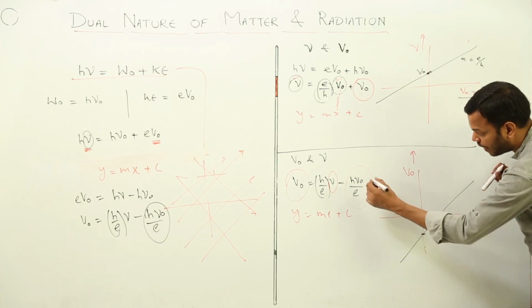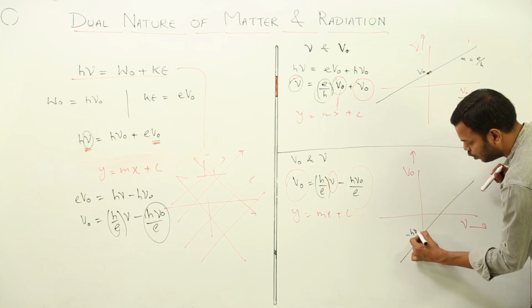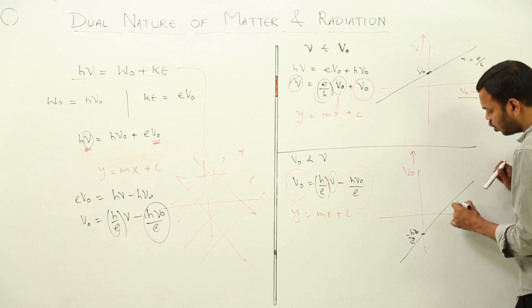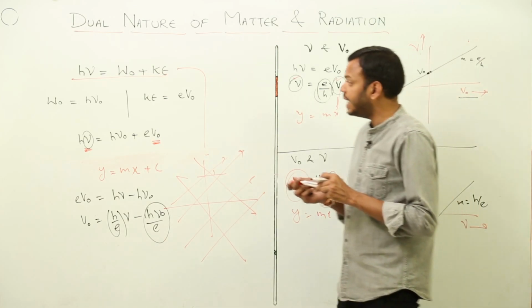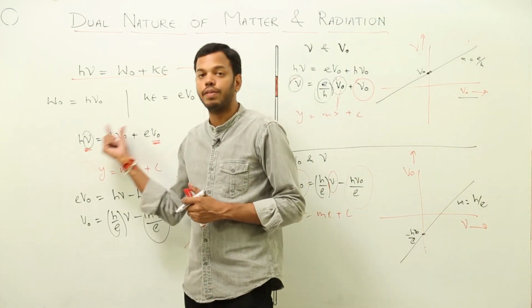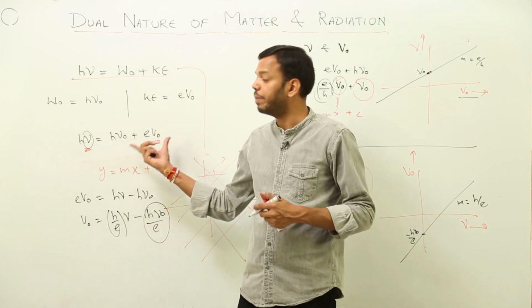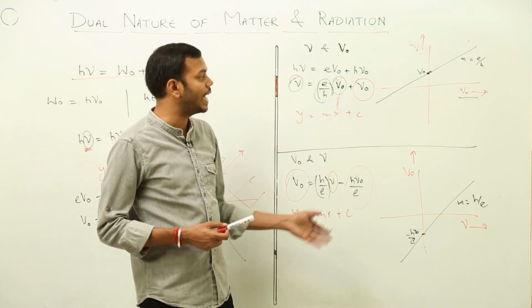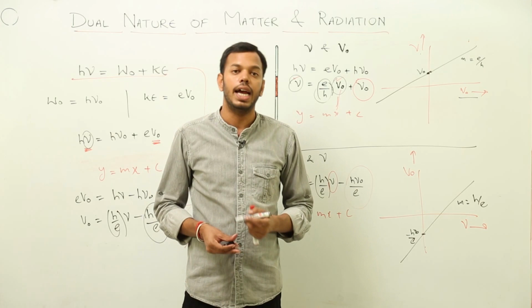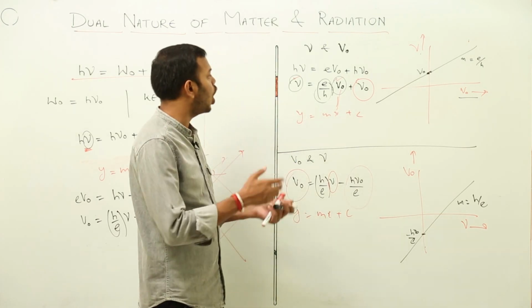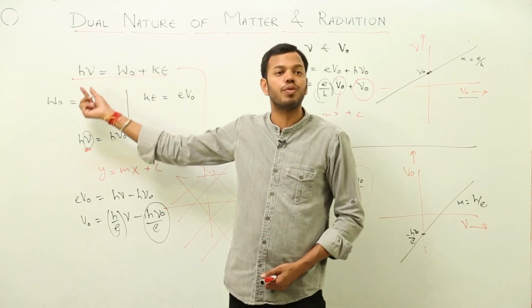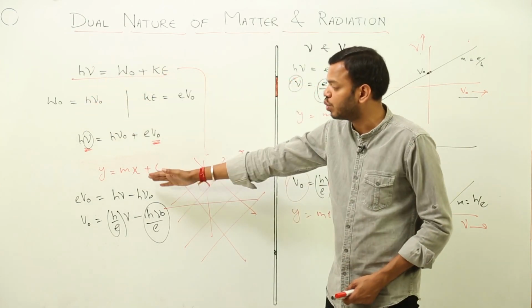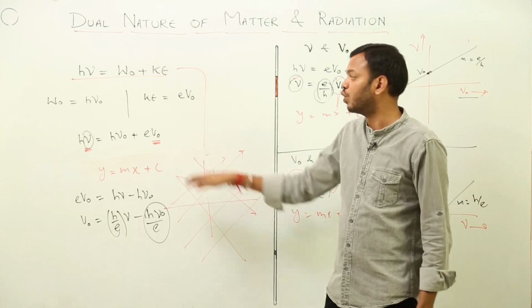This negative y-intercept is minus h nu naught over e, and then the slope you can mention is h over e. So this is how any two values can be given to you to make equations like this and then their corresponding graph. And hence the question will be framed as draw a graph between, let us say, work function and frequency. So you can make the graphs using the same method, using the equation y equals mx plus c.